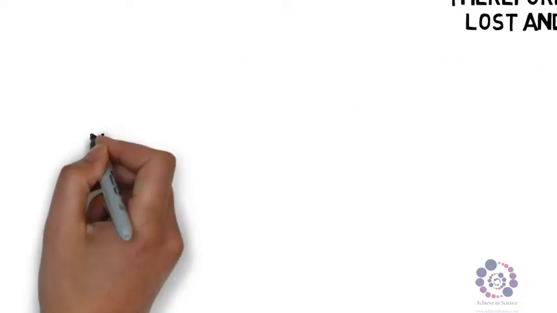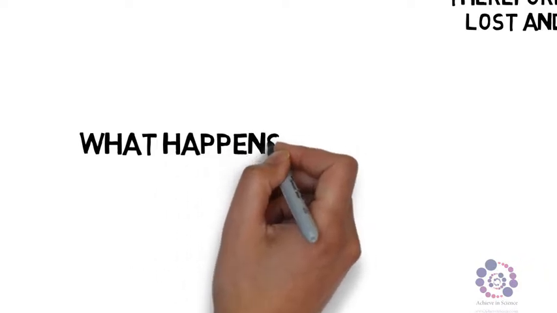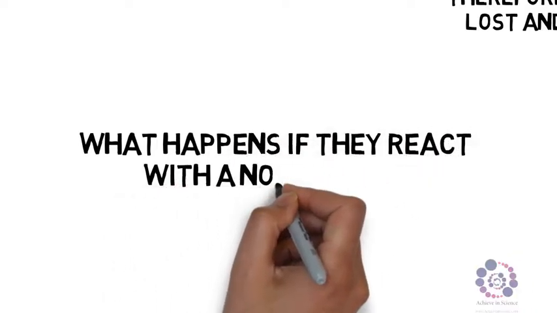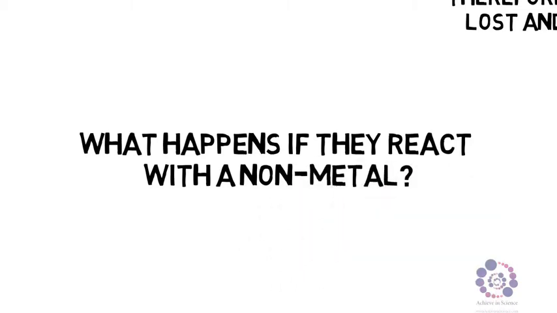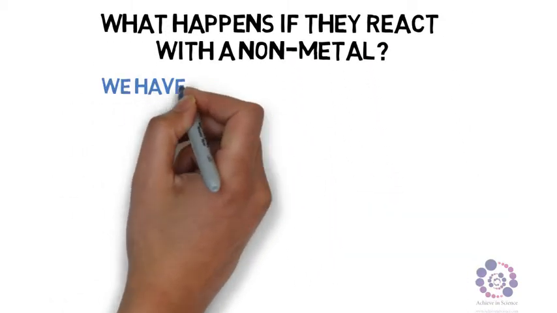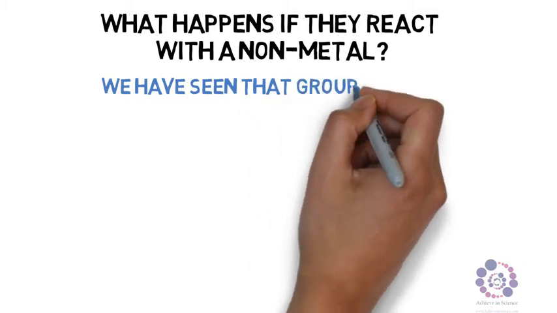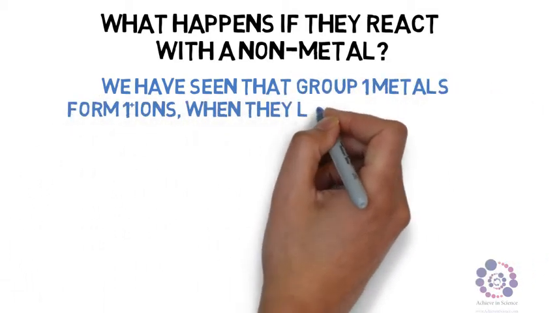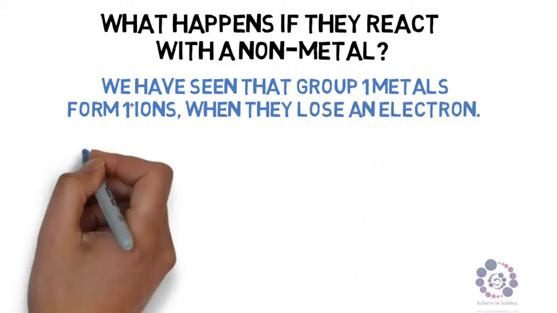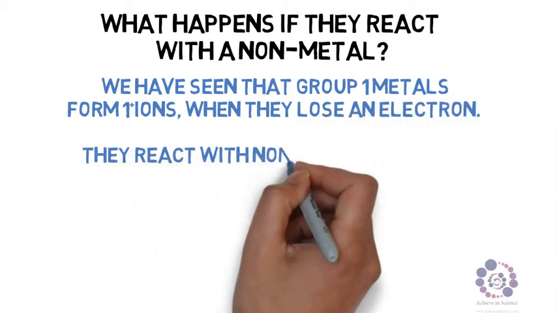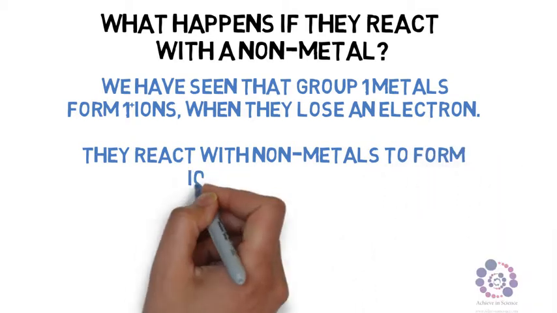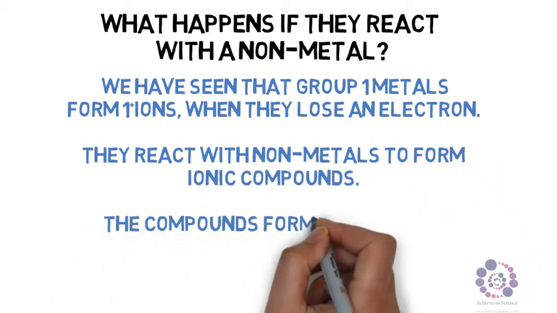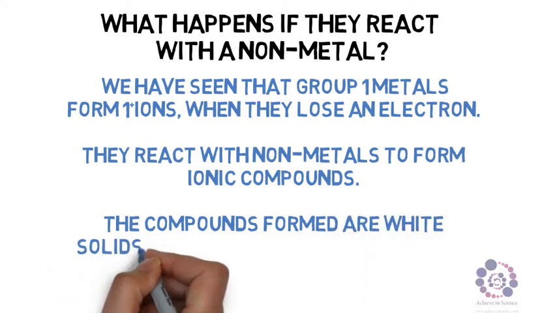Now let's have a look at a reaction between these alkali metals and a non-metal. We've already seen that group 1 metals form 1+ ions. This is because they lose an electron. They can therefore now react with non-metals to form ionic compounds. The compounds that are formed are white solids. These white solids are able to dissolve in water and form colourless solutions.